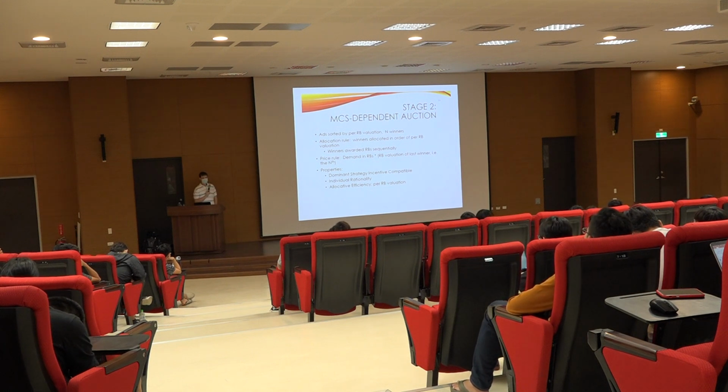So those that have higher valuation for more resource blocks get more first. The price rule is essentially demand in resource blocks times resource block valuation of the last winner, which is how much you're charged. Now, for game theory and auctions in general, this pricing rule is very important. It says you're not being charged how much you value that resource block. You're being charged the price of the bidder right under you.